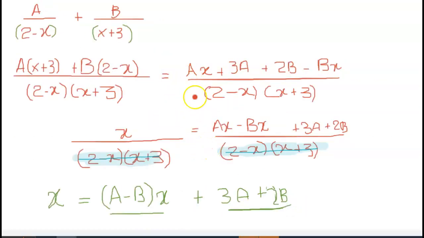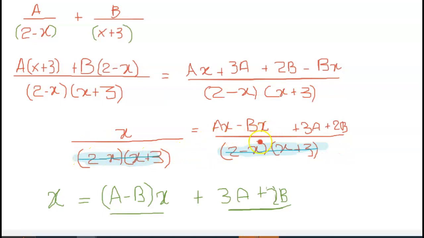Once I have that, I can multiply these things in. So that becomes A times x, which is Ax, A times 3, which is 3A, B times 2, which is 2B, and B times minus x is going to be minus Bx. Now the bottoms have already gone, so you can just cross them out.